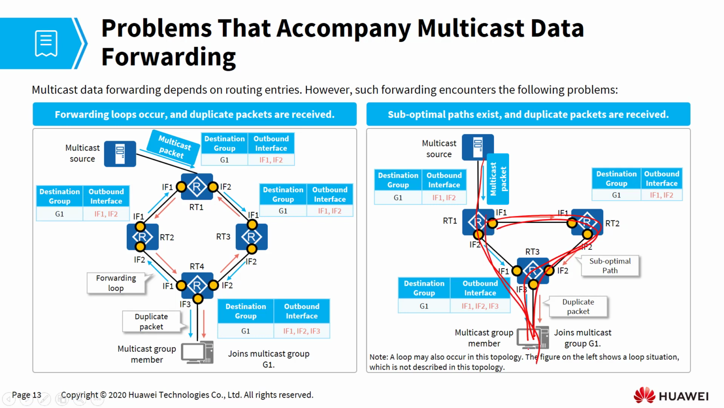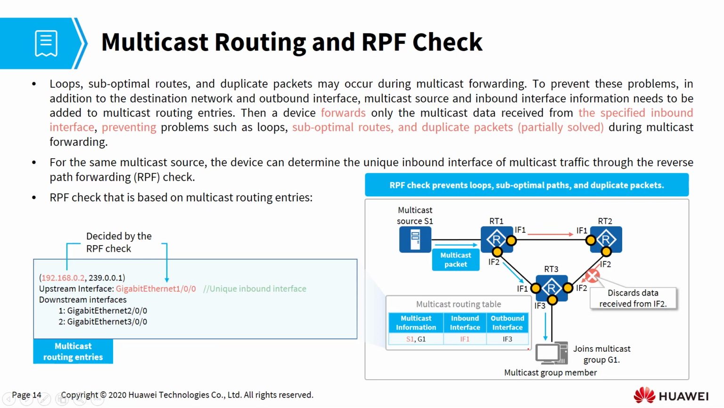How can we make sure that that does not happen? We need to use what we call multicast routing and the reverse path forwarding check. What is this and why is it necessary? Well, the answer to the second question is simple.